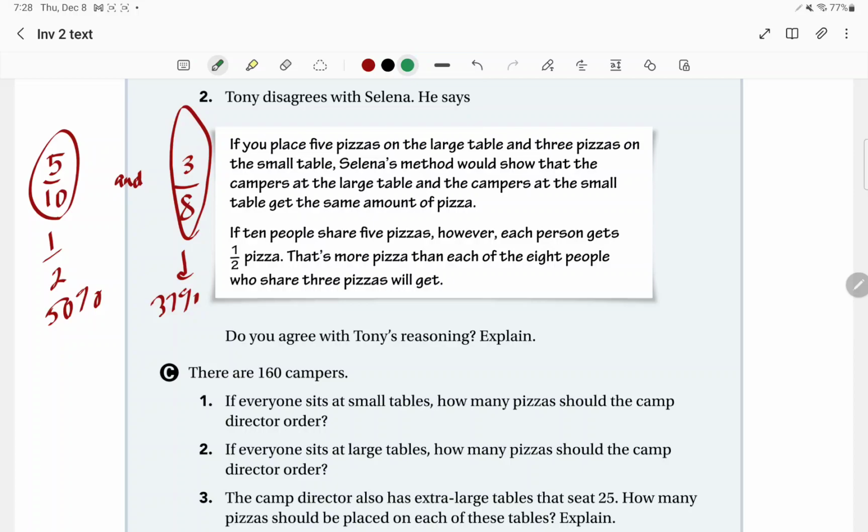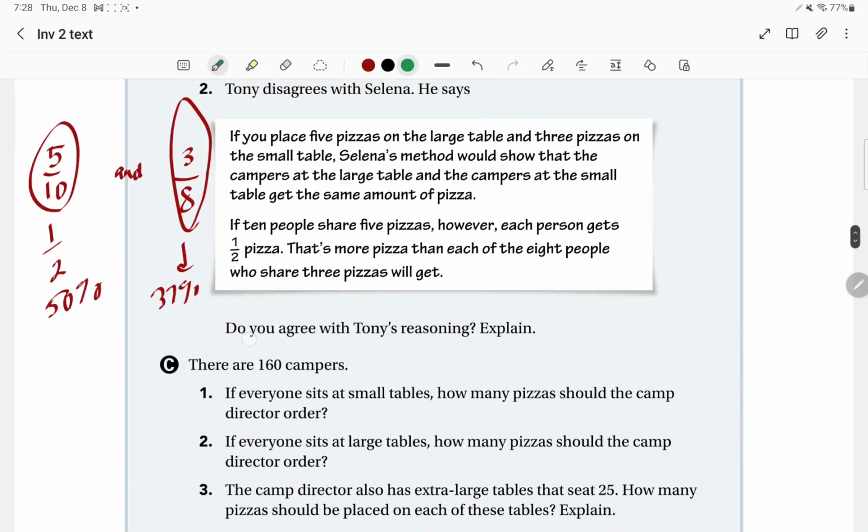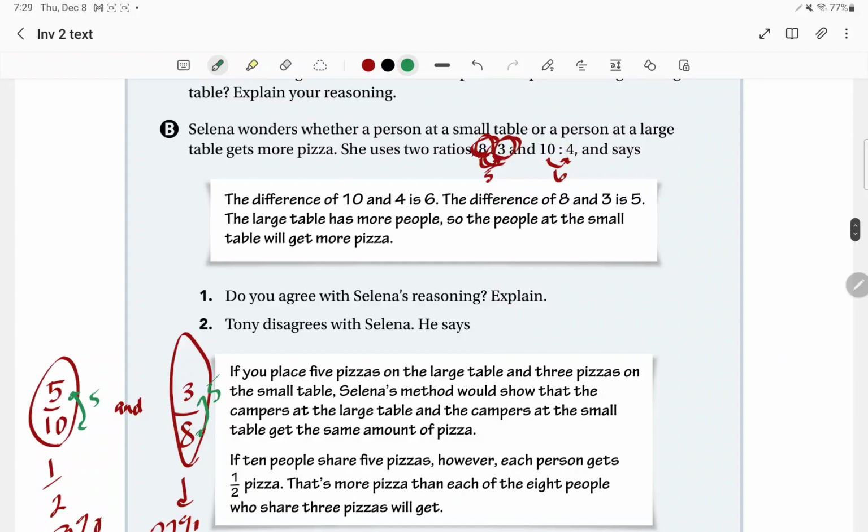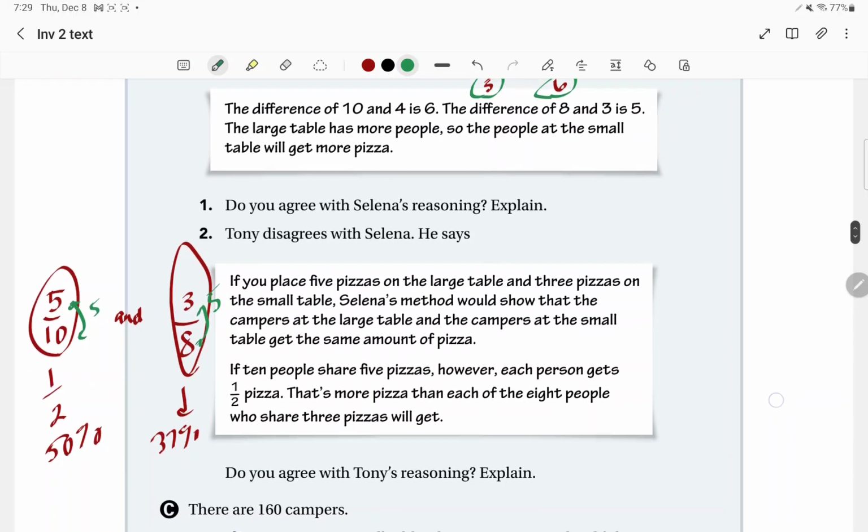However, using Selena's logic, they should get the same, because the difference from 10 to 5 is 5, and the difference between 3 and 8 is 5. And so that disproves Selena's understanding of the numbers that she used, right? She looked at the differences between how many people were at the table and the number of pizzas, which has very little significance in what we're doing here.